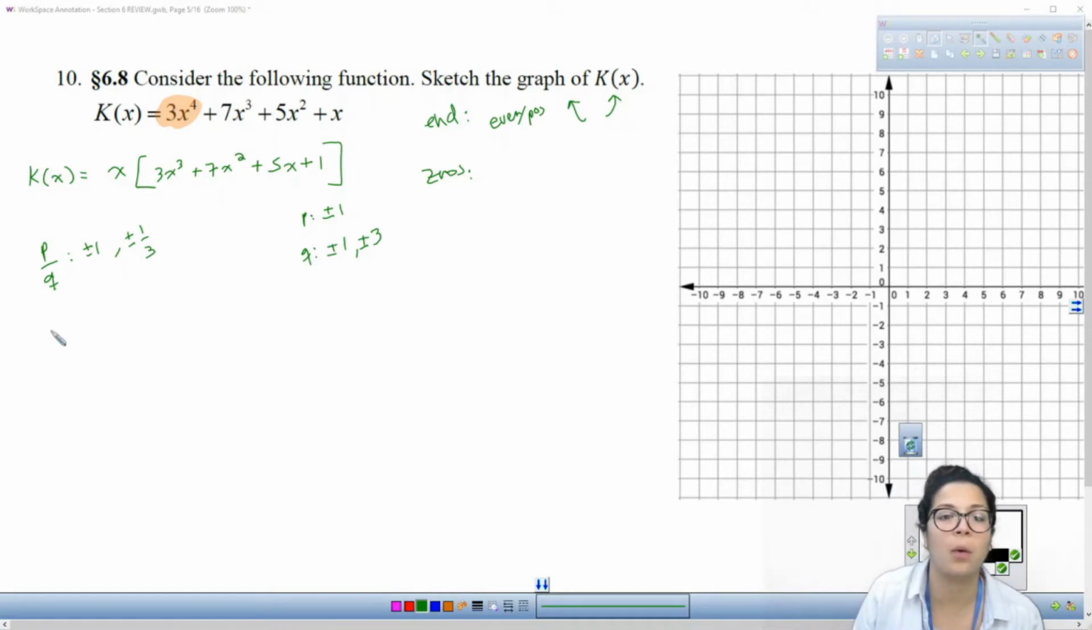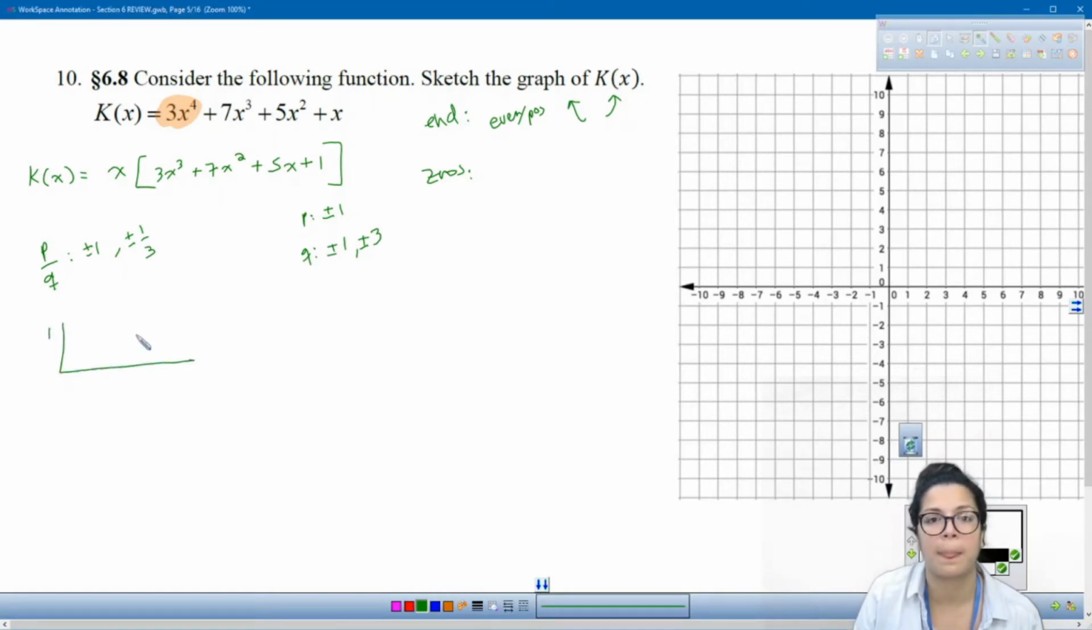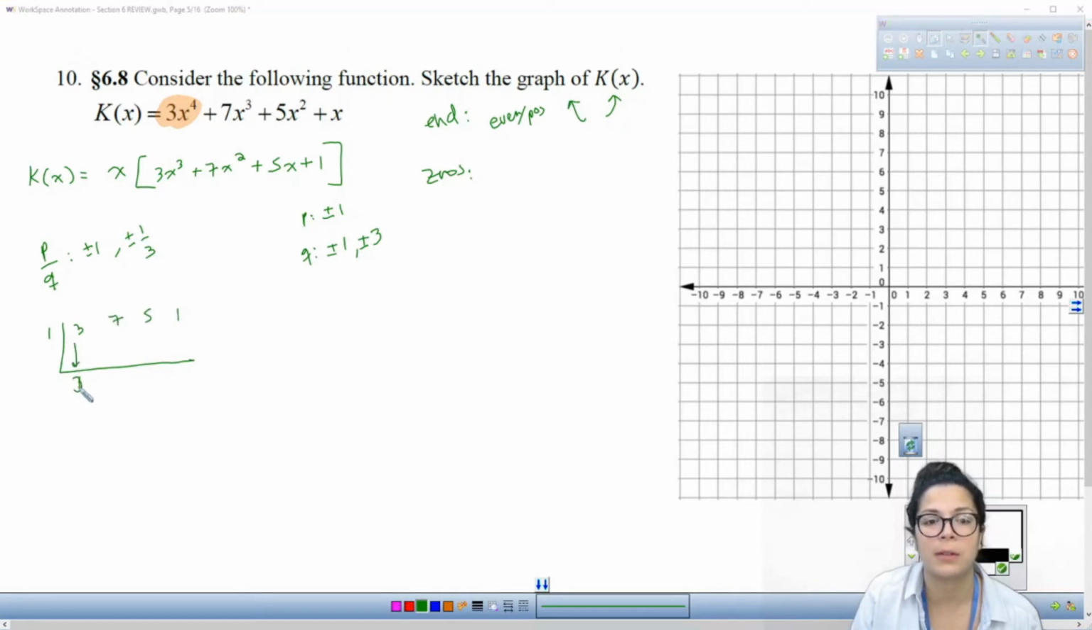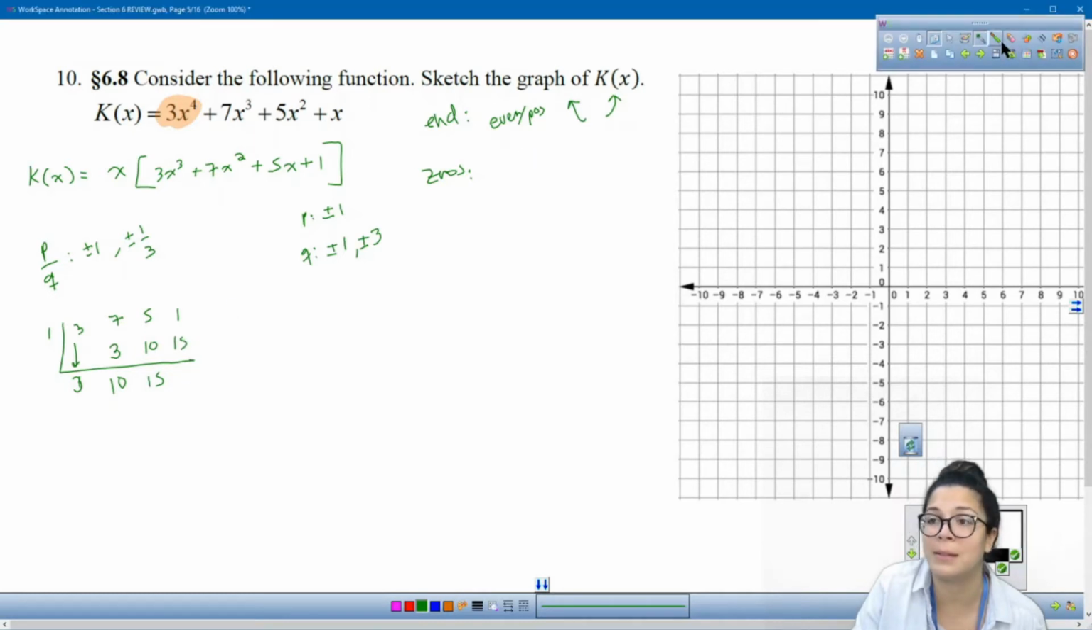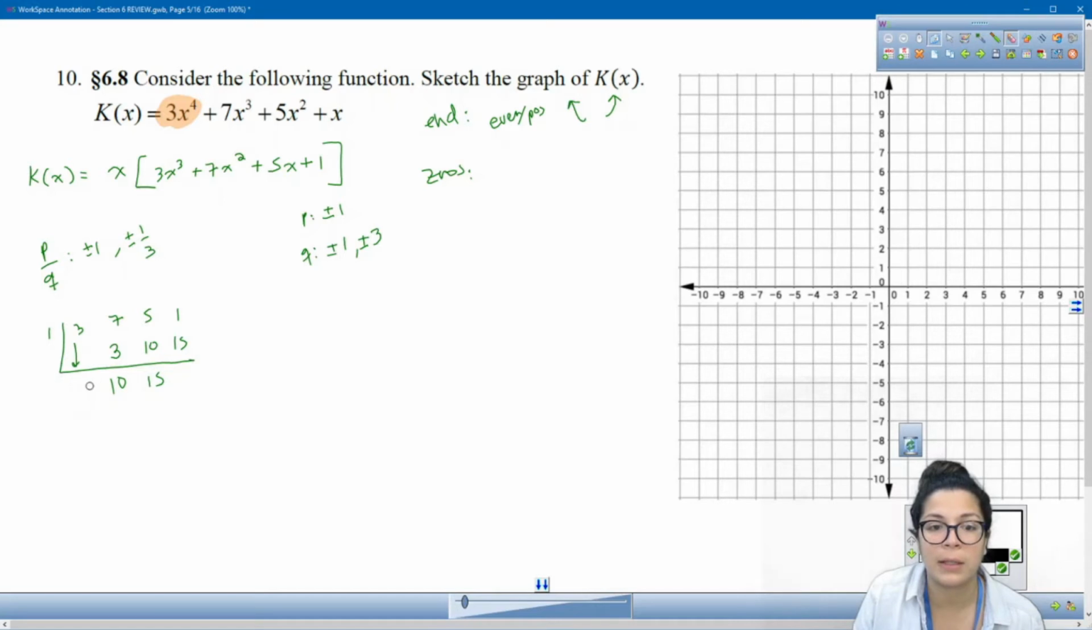Let's start with checking 1. So 3, 7, 5, 1. We bring down the first term. Oops, that's a 3. 1 times 3 is 3. Add vertically 10. 1 times 10 is 10. Add vertically 15. 1 times 15 is 15. Add vertically, that does not give a 0. So 1 is not a 0. We can go ahead and use the same table.